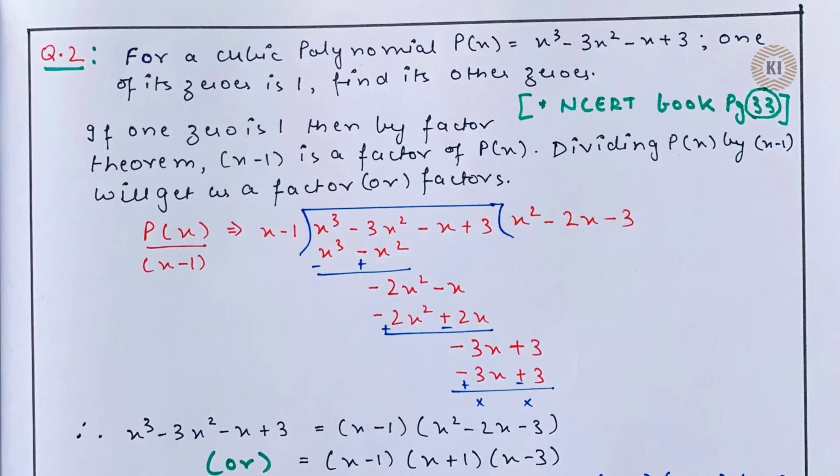So now, if one zero is given as 1, then by the factor theorem we know that x minus 1 will be a factor of p(x). So if I divide p(x) by x minus 1, we will get the other factor. Suppose one number is 15 and its two factors are 3 and 5. If you divide 15 by any of its factors, you will get the second factor. 15 divided by 3 gives the second factor, which is 5.